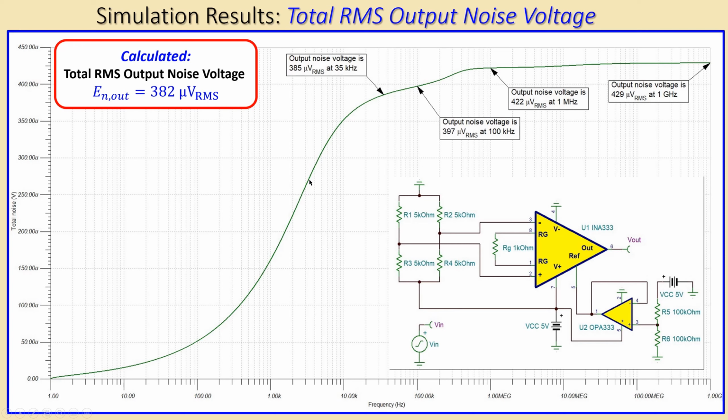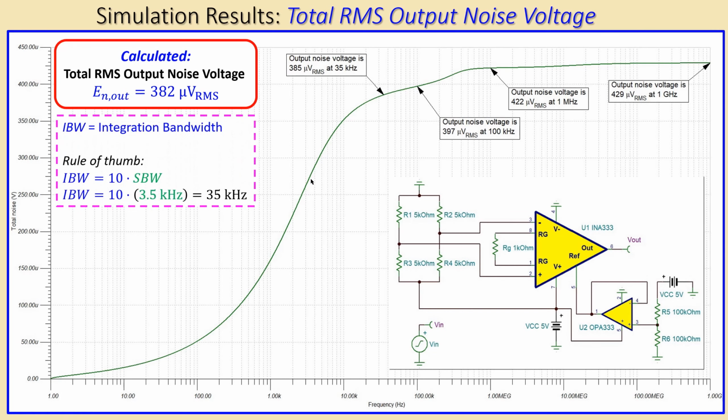Now we have already discussed the important rule of thumb, which is called the integration bandwidth. Integration bandwidth is actually the fact that you just measure your noise at a specific frequency, which is approximately one decade after the cutoff frequency of your circuit. Now in our case the cutoff frequency was calculated to be 3.5 kilohertz. If you just multiply by 10, you will get 35 kilohertz.